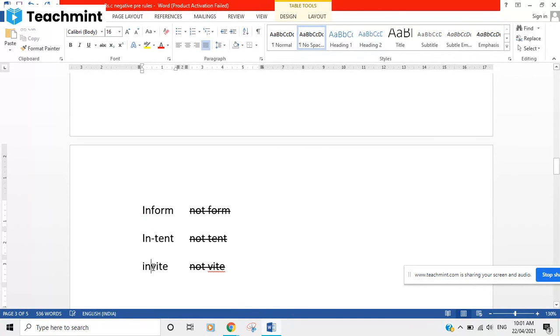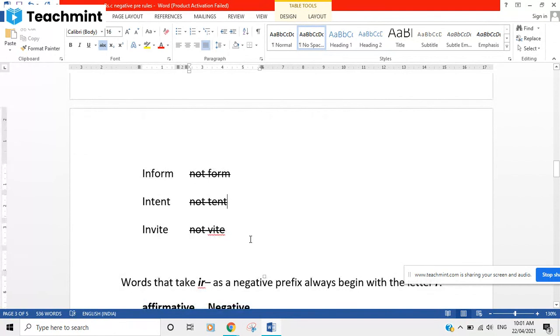Do you understand this? Or is there any problem or doubts? I don't think that there is any difficulty in understanding these rules because they are very easy and understandable.